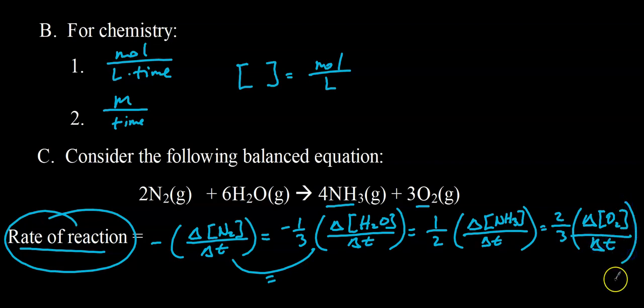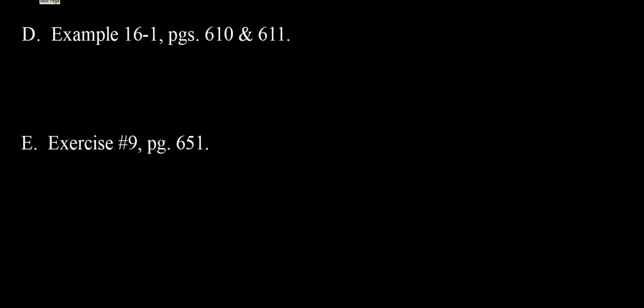So again, what's important to note is that all of these are the same number. They're all relative to each other based on the stoichiometry of the reaction, how fast the reactants are being consumed, how fast the products are being formed. All right, let's take a look at an example on page 610.